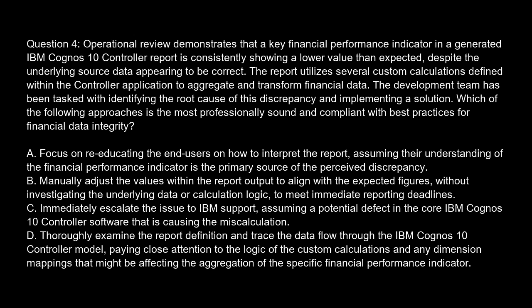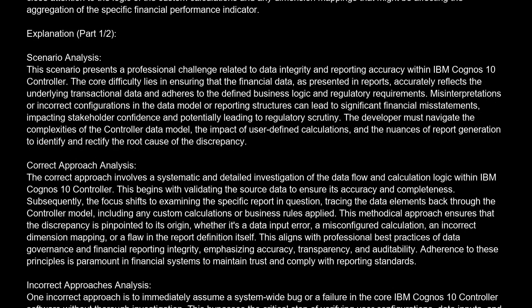Option D. Thoroughly examine the report definition and trace the data flow through the IBM Cognos 10 Controller model, paying close attention to the logic of the custom calculations and any dimension mappings that might be affecting the aggregation of the specific financial performance indicator. The correct answer is D. Thoroughly examine the report definition and trace the data flow through the IBM Cognos 10 Controller model, paying close attention to the logic of the custom calculations and any dimension mappings that might be affecting the aggregation of the specific financial performance indicator. Explanation. Scenario analysis.